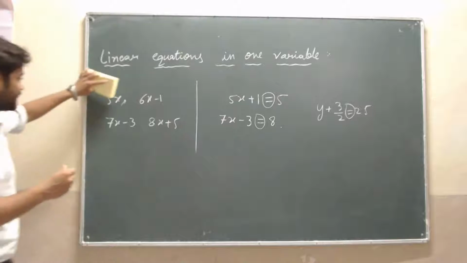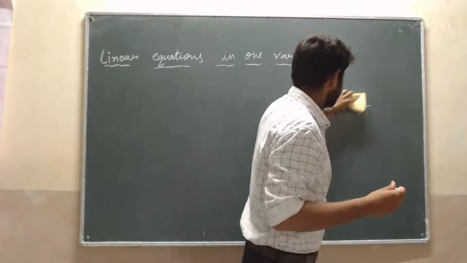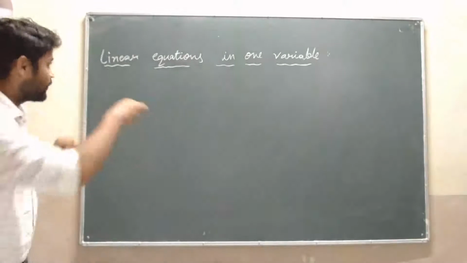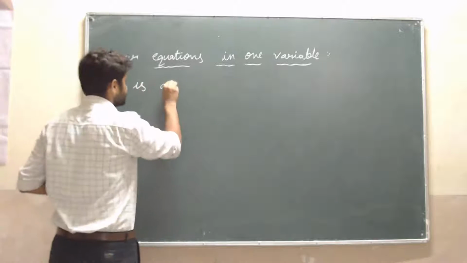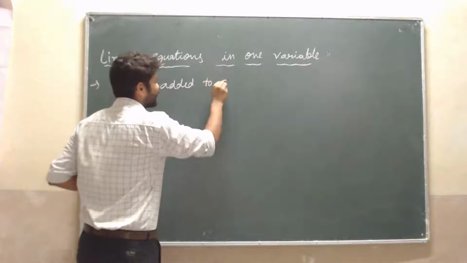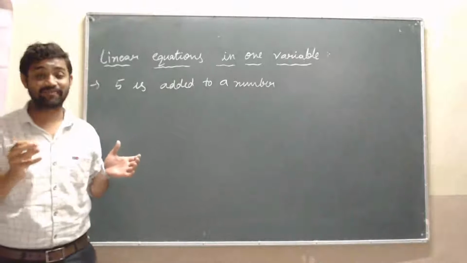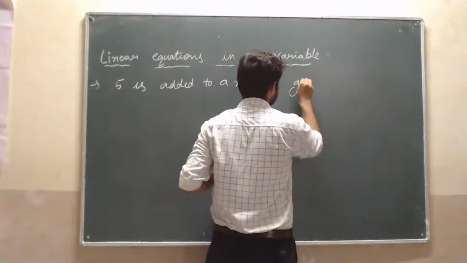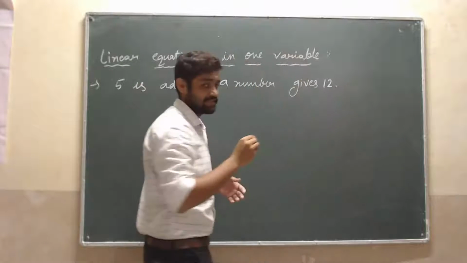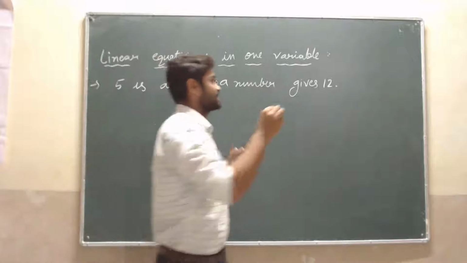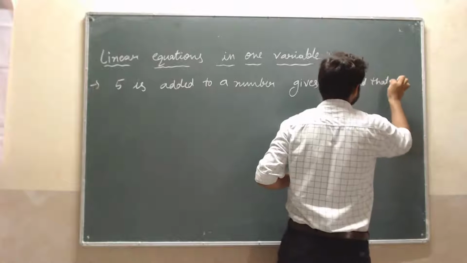Now move to the next point. I will write the question clearly. 5 is added to a number and gives 12. Find that number.